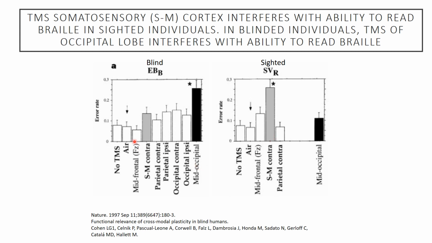For blinded individuals, the somatosensory and motor cortex did lead to some error rate that was greater than some of the other areas, but it really didn't differ that much. The area that was most effective in knocking down the ability of blinded individuals to read braille was the mid-occipital, where the visual cortex is located. So by blocking visual cortex function, blinded individuals were no longer able to read braille. Remember, they cannot see, but they're using their visual cortex to read braille. Pretty cool.